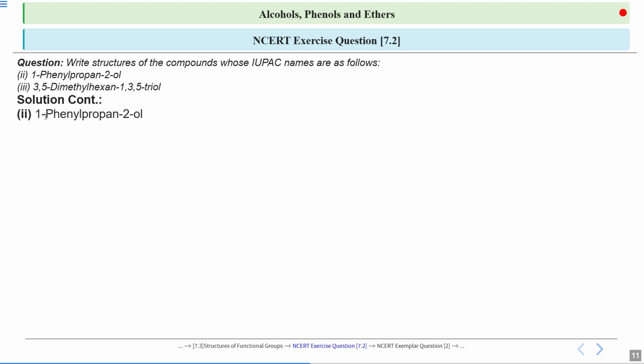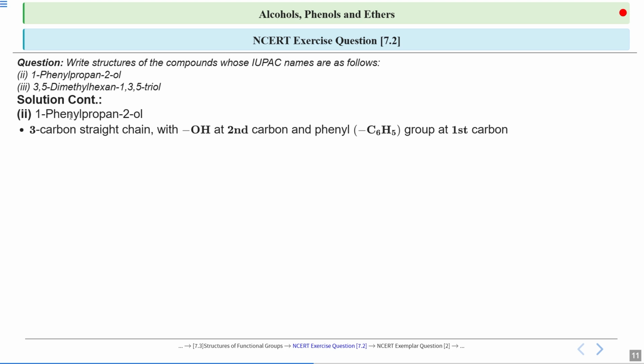For the second compound, 1-phenyl-propane 2-ol, a 3-carbon straight chain, we have the word root prop. The prefix is 1-phenyl, the word root is prop, the primary suffix is ane, and the E is replaced by the secondary suffix 2-ol. Prop means 3-carbon straight chain, and at the second position we have alcohol. That means at the second carbon we have OH attached, and phenyl is attached at the first carbon. Phenyl means the C6H5 group.